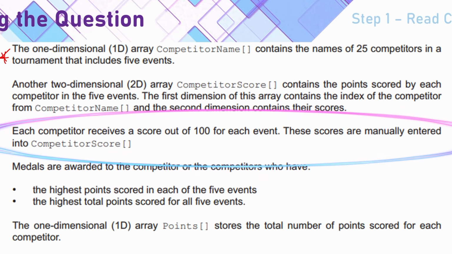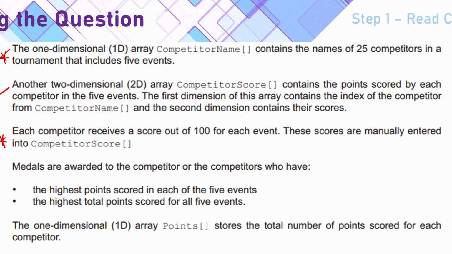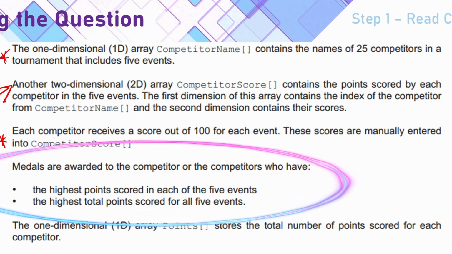Each competitor receives a score out of 100 for each event. These scores are manually entered into competitor score. This manual data entry will put data into this 2D array that's been mentioned for each of the competitors. Medals are awarded to the competitor or competitors who have the highest points scored in each of the 5 events and the highest total points scored for all 5 events.